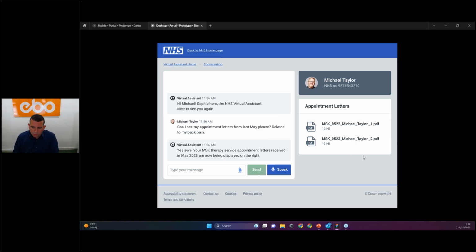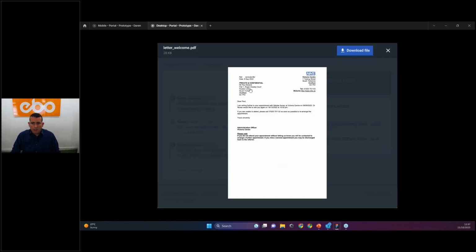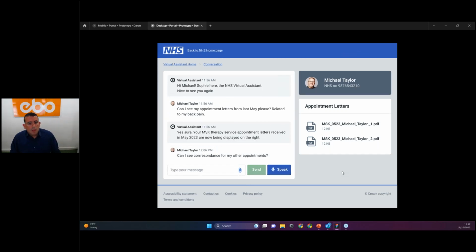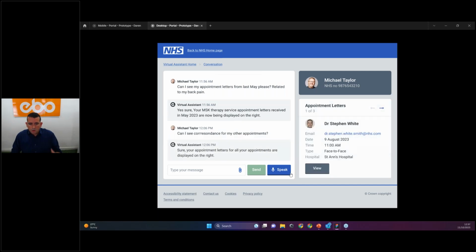We would pull them through to the virtual agent, always displaying information on this right-hand side, on this panel, and keeping the conversation going on the left. You'll be able to click, download the information, if that is what the patient would like to do. Moving on, asking a different question. Can I see my correspondence for other appointments?